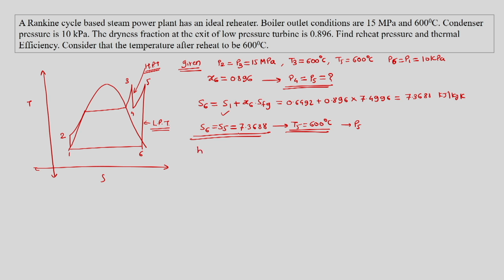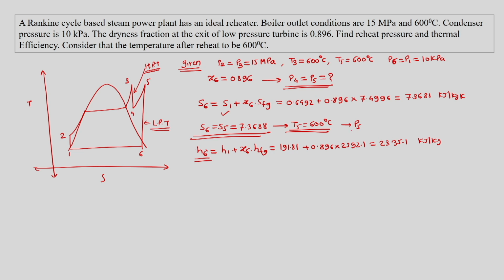Similarly, knowing this, we can find out H6. H6 is equal to H1 plus X6 into HFG. So it is 191.81 plus 0.896 into 2392.1, and we get H6 as 2335.1 kilojoule per kg. So we can get this from these known quantities.